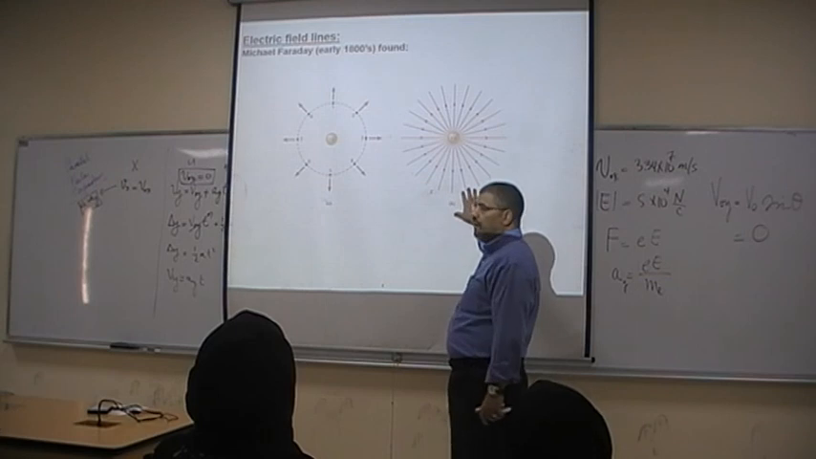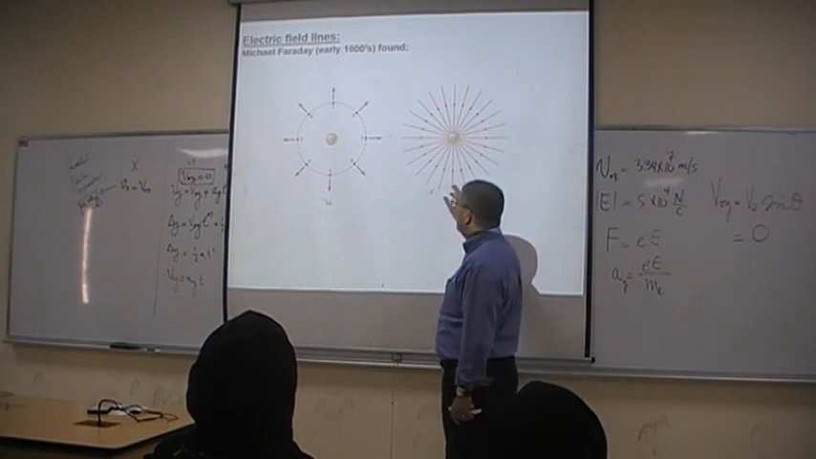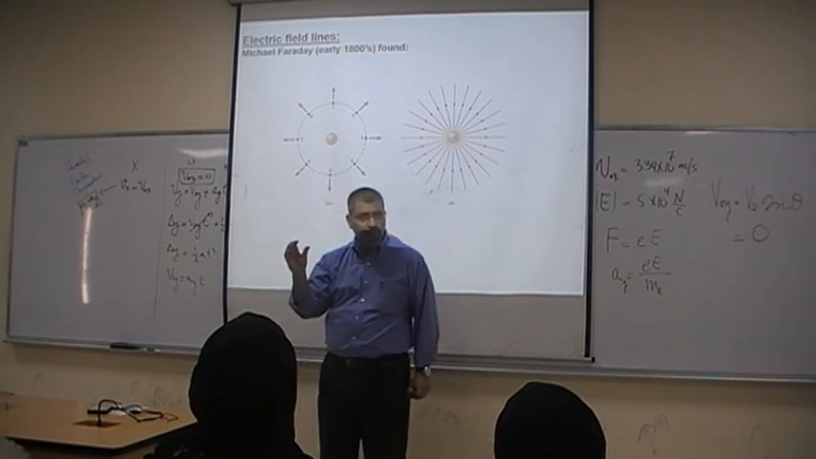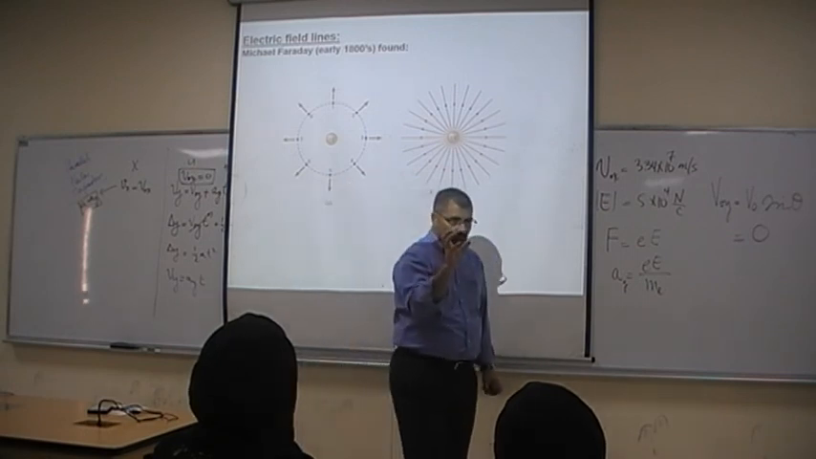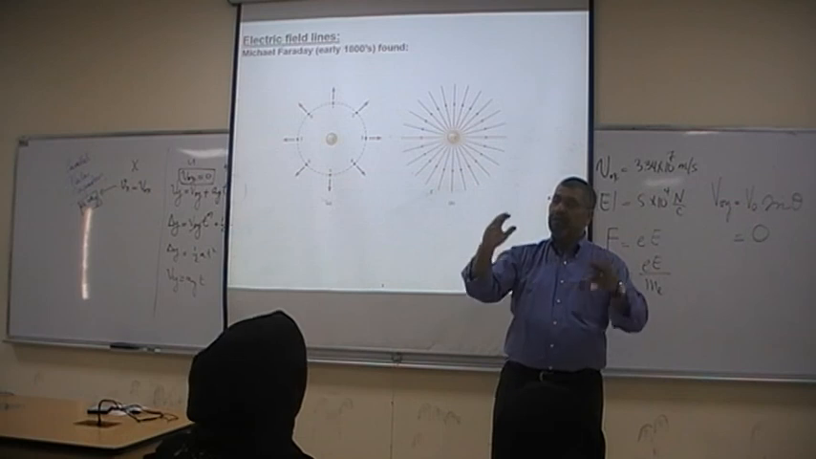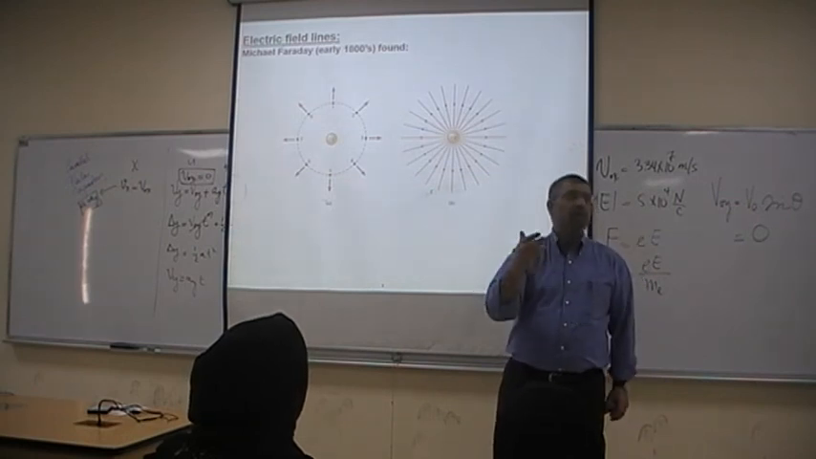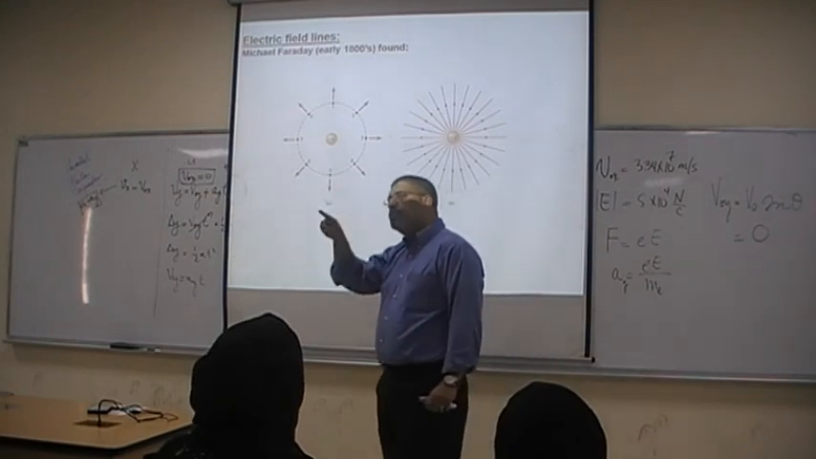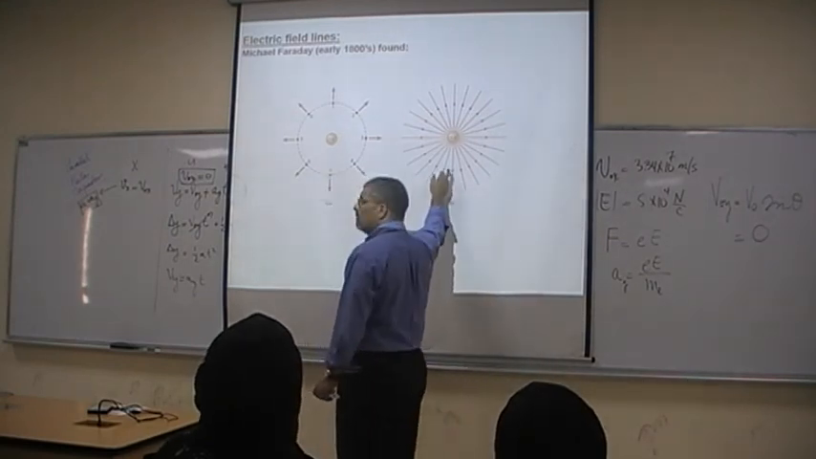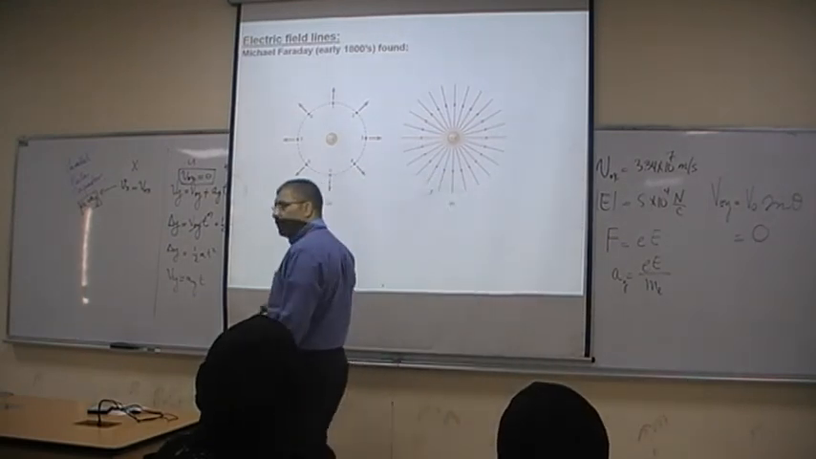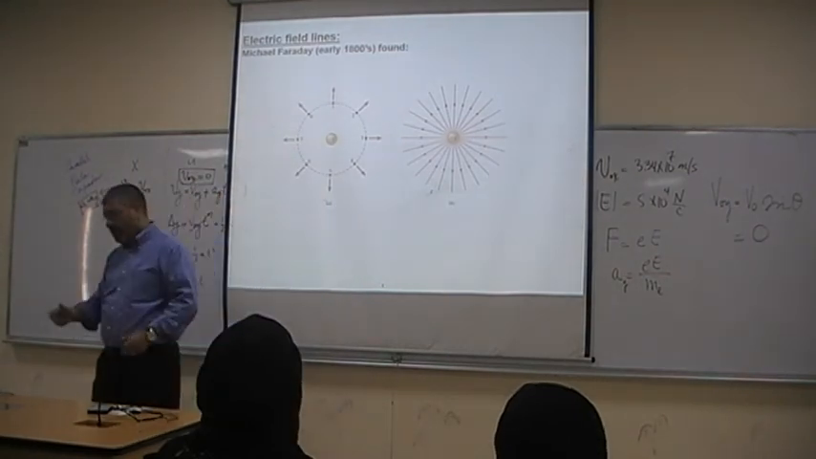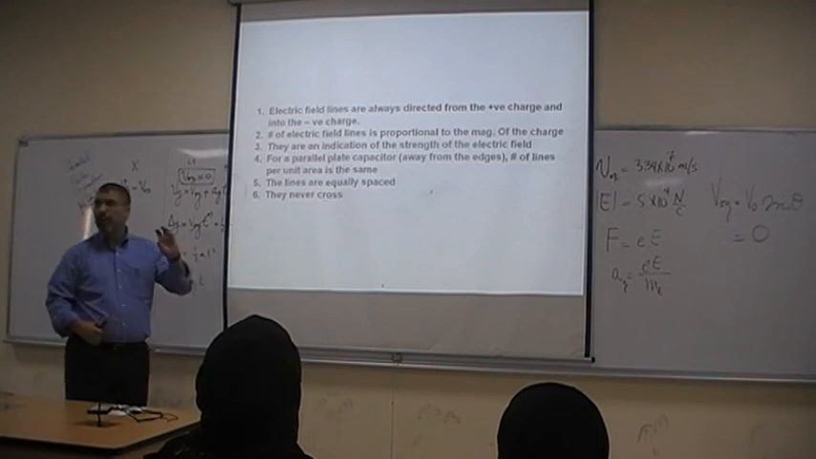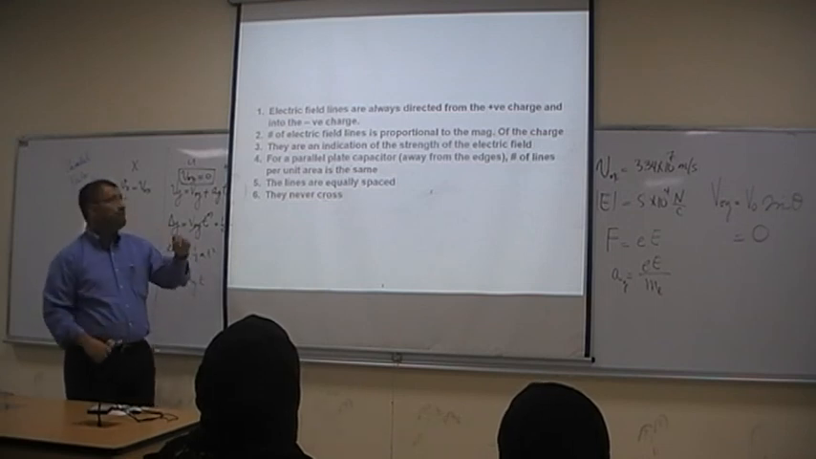The electric field lines are lines that describe the strength of the electric field. If they're dense, if there are a lot, that means the electric field is high. If there are few, it's low. So the magnitude of the electric field is proportional to the density of these lines, the number of lines per unit area. There are some specific, very important points about the electric field lines.